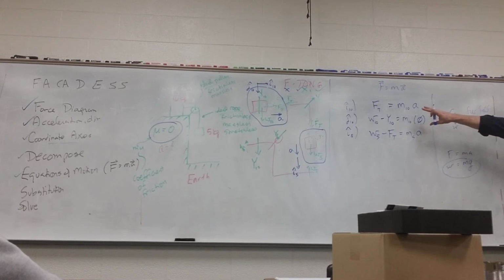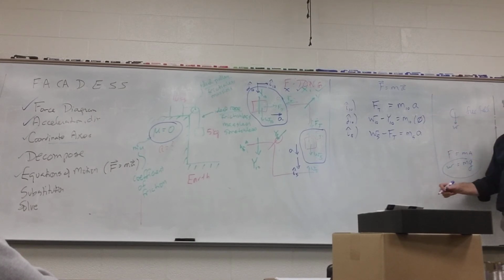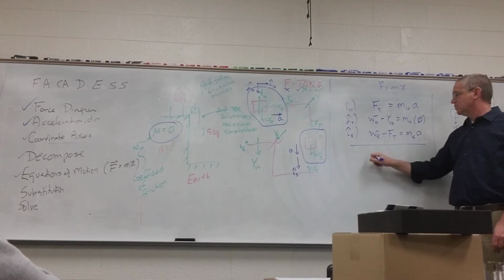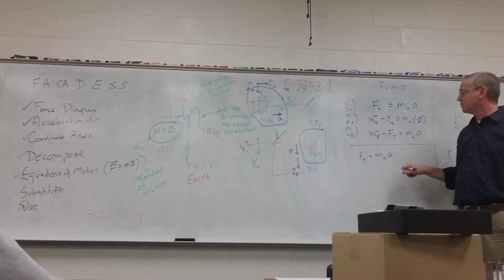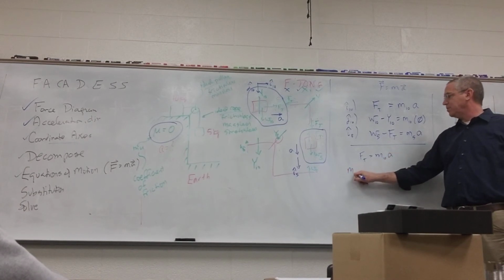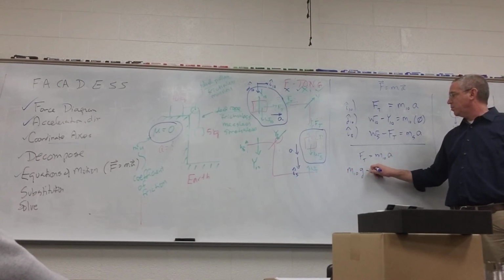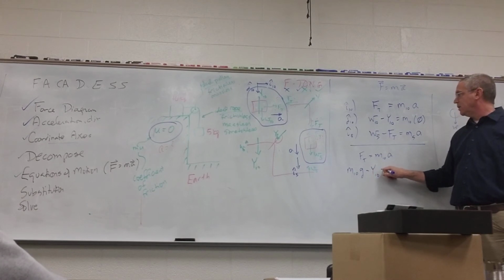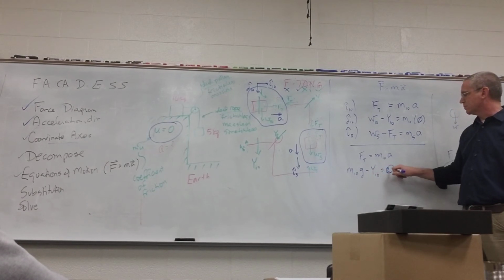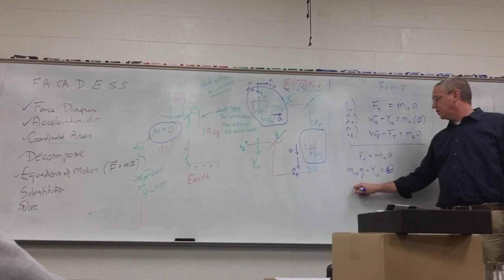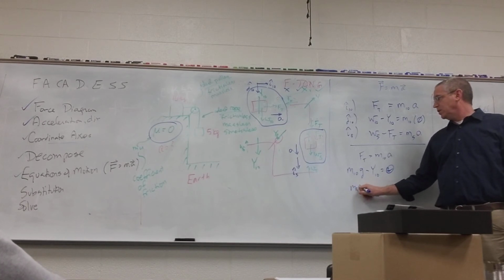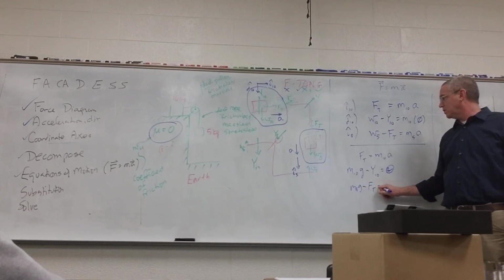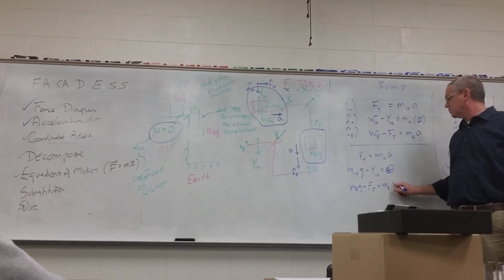So anywhere I have weight in here, I can now write this. My three equations are: the first one doesn't change at all, tension is equal to mass 10 times A. Second one, M10 g minus N10 is equal to 0. And then M5 g minus the tension is equal to M5 A.